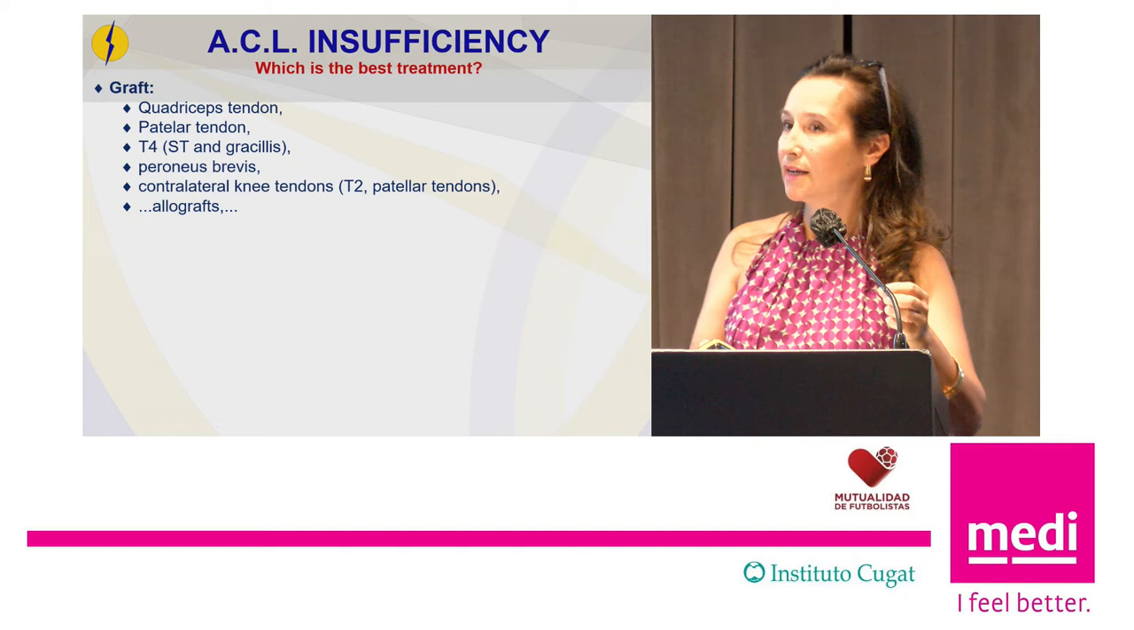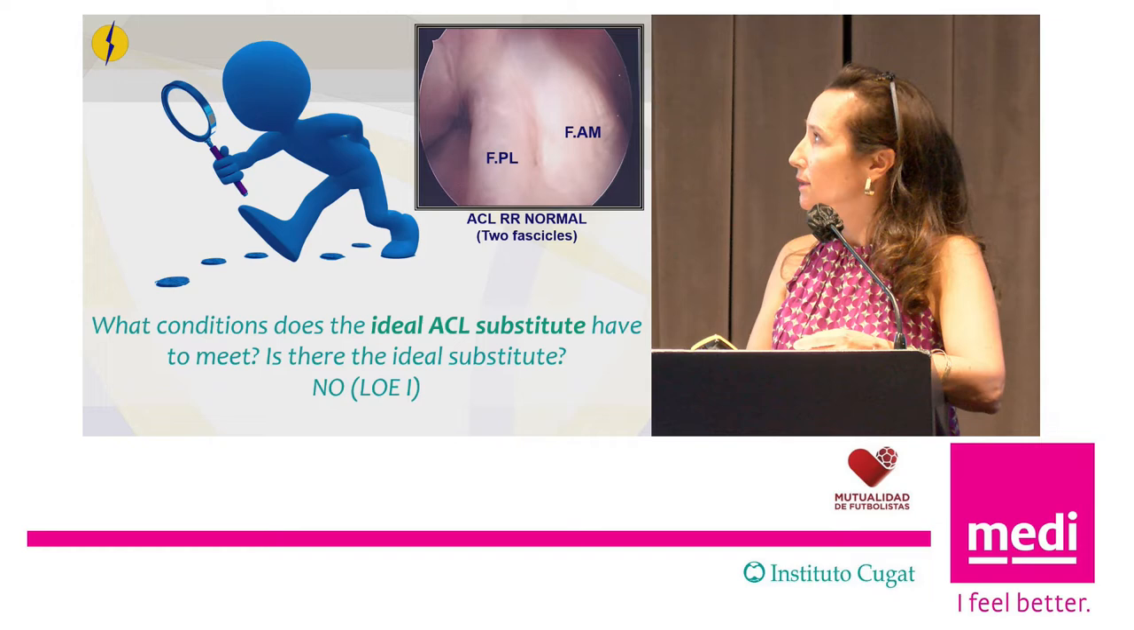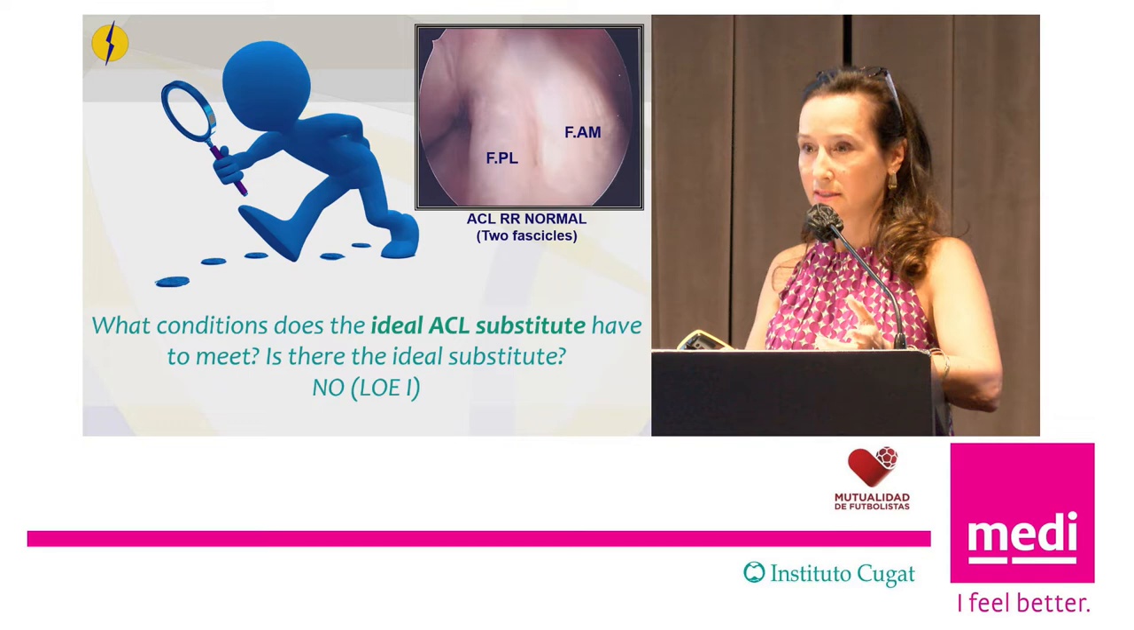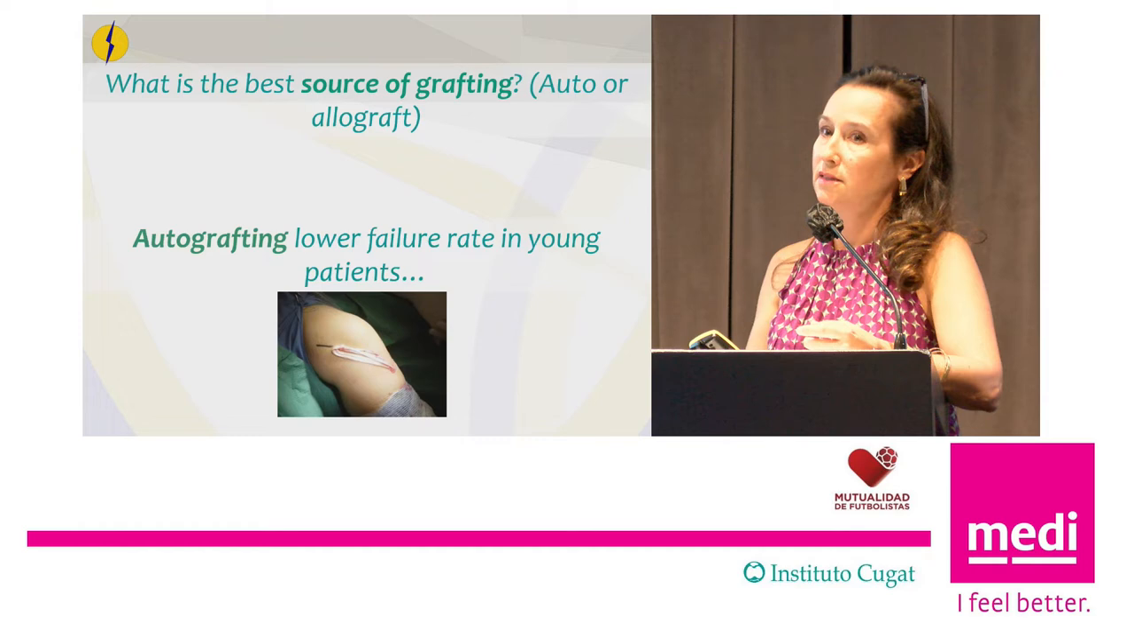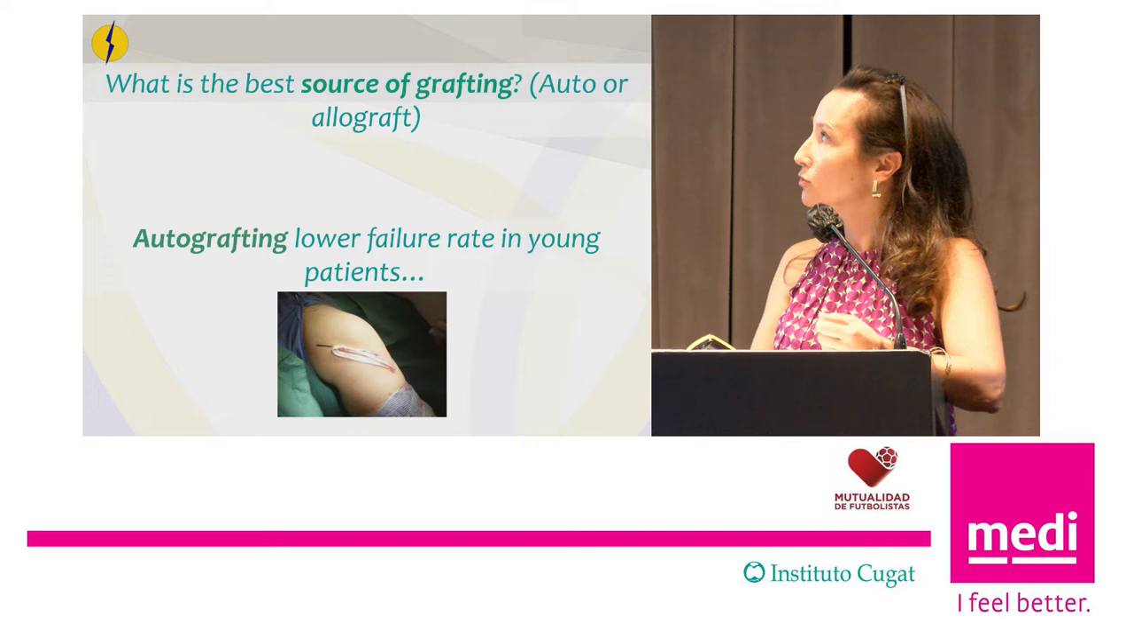A more technical aspect of the lecture would be to talk about the grafts. We have many, many options of grafts to make the reconstructions. And we know that maybe the ideal substitute of the ACL doesn't exist. The literature says that we can make the selection of the source between auto or allografts, and they say that maybe with autografting in young people, we will get fewer problems or better results.